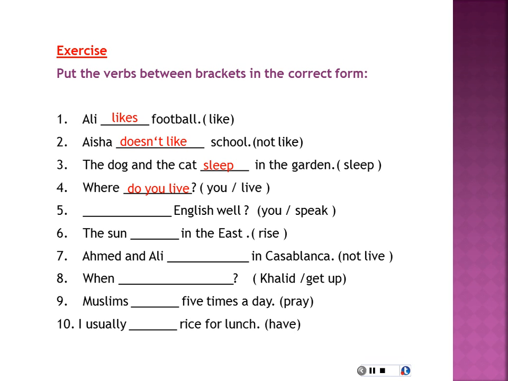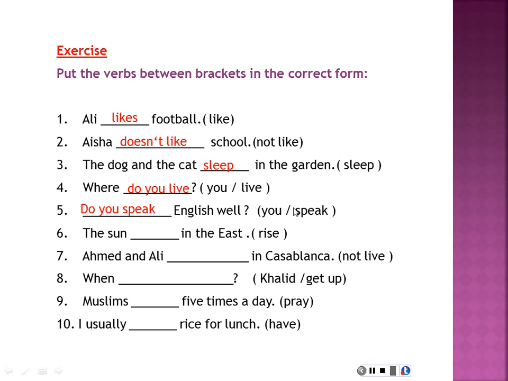Okay, sentence number 5. We have a space at the beginning. English well. The subject is you and the verb is speak. So what do you have to add here? It's a question, so you need to add something related to you. Is it do or does? Of course it's do. So do you speak English well?